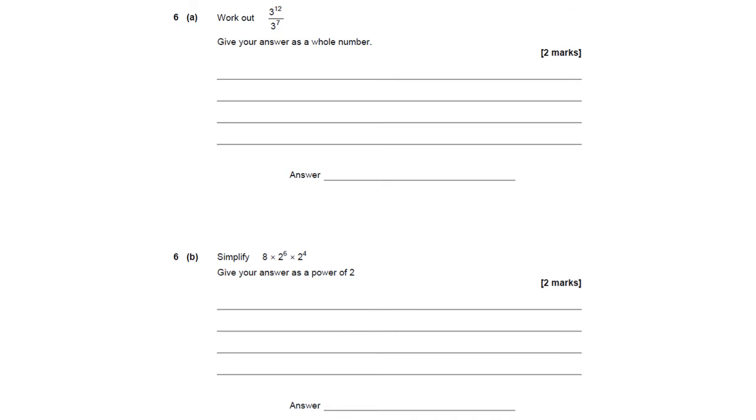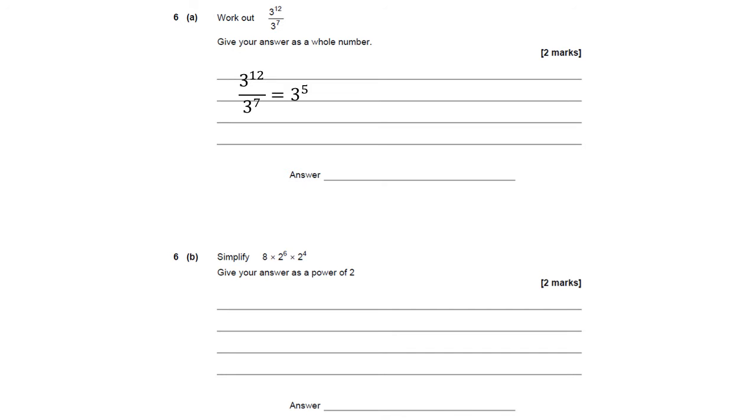Question 6a. Work out 3 to the power of 12 divided by 3 to the power of 7, giving the answer as a whole number. So using our laws of indices, we know that if we divide a power by a power, then those powers are going to subtract. So 12 minus 7 gives us 5. So this is 3 to the power of 5, but we need this as a whole number.